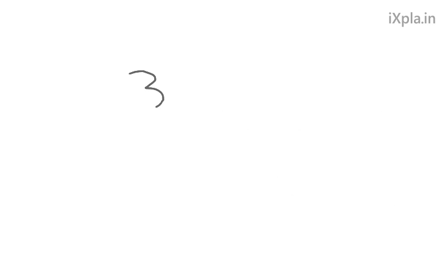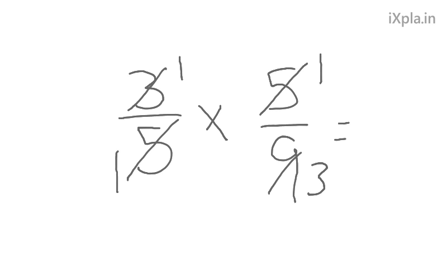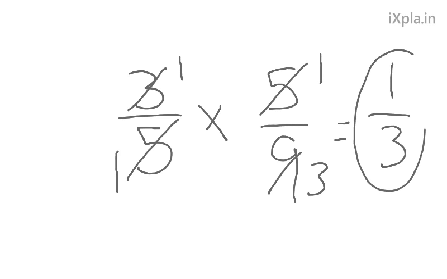Next one, 3 over 5 times 5 over 9. Let's go ahead and cross-cancel. What goes into 3 and 9? 3 does. 3 goes into 3 one time. 3 goes into 9 3 times. What goes into 5 and 5? 5 does. 5 goes into 5 one time. 5 goes into 5 one time. And now we can multiply straight across. 1 times 1 is 1. And 1 times 3 is 3. Our answer is 1 over 3.